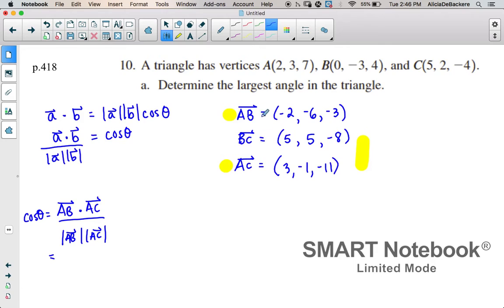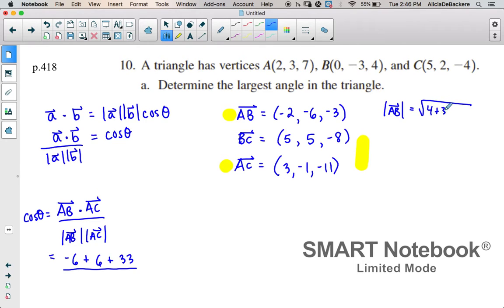Okay, so I'm looking at the top vector and the bottom vector. I'm going to dot them together. So I'm multiplying the components and adding them up. So multiplying the x's, add, multiplying the y's, add, multiplying the z's. And then I'm going to put that all over the magnitude of AB. And you could do that off to the side, right? Like if you wanted to come up here and do the magnitude of AB, that's fine.